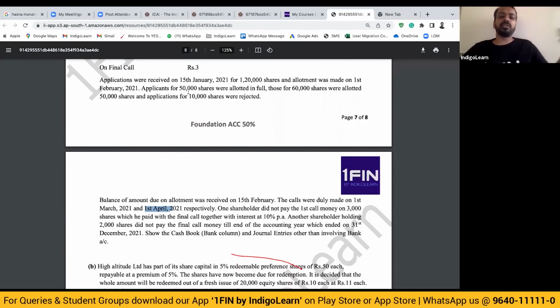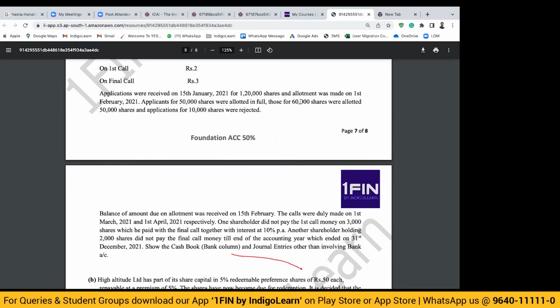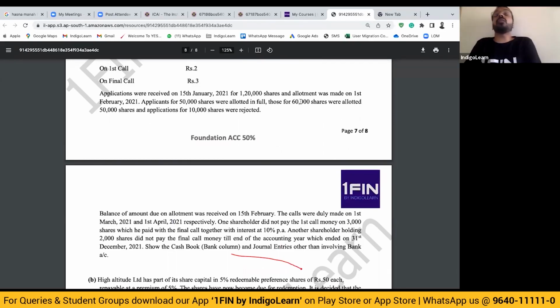So whether you call it rejected or whether you call it refunded, it's the same thing. So 50 is allotted in full. For 60, 50 were allotted. So balance 10,000 is refunded. Sir, we can assume that 10,000 is also adjusted, no, sir? No, they are refunded.